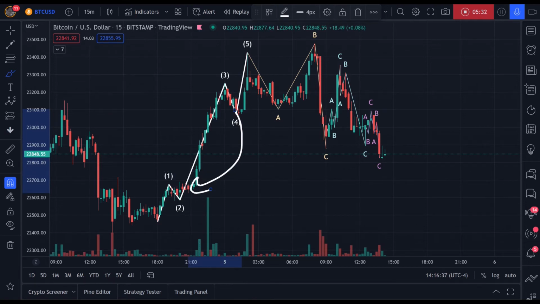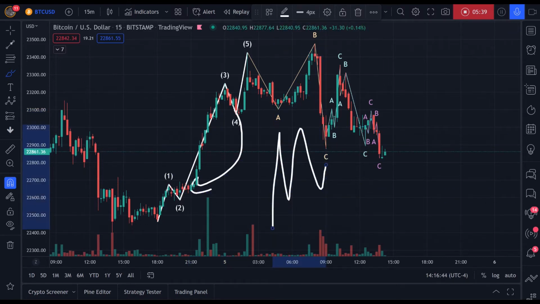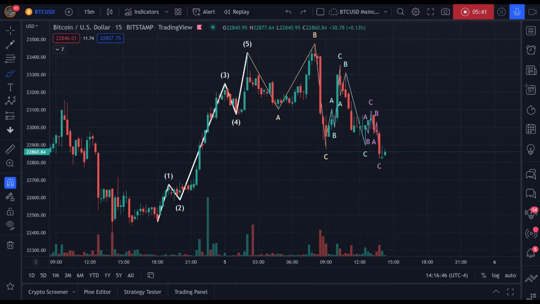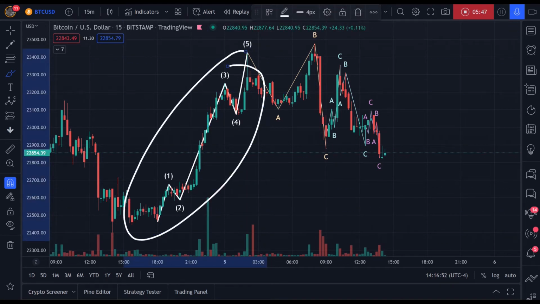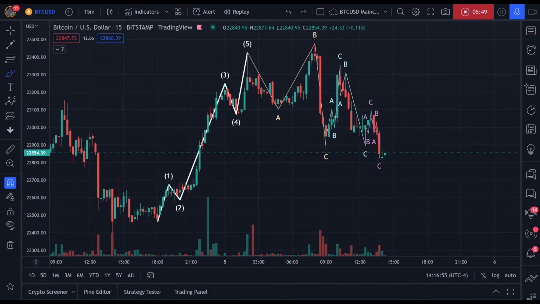And that is typical. Sometimes in a leading diagonal or ending diagonal, you can see wave 4 come in the region of wave 2. But typically in a regular 5-3-5-3-5 advance, in a typical advance like this, those are the 3 rules that you want to maintain, okay? So that's your 5-wave advance.